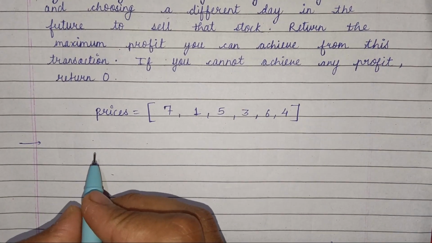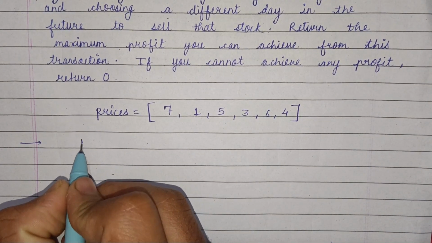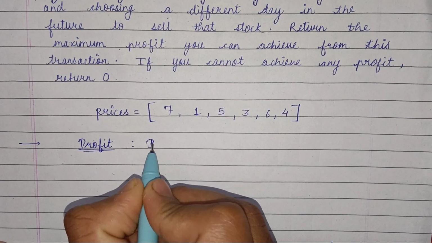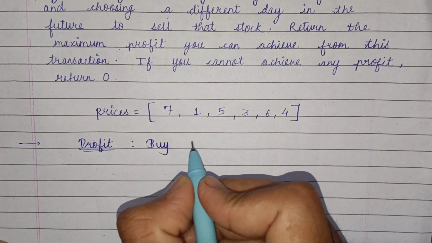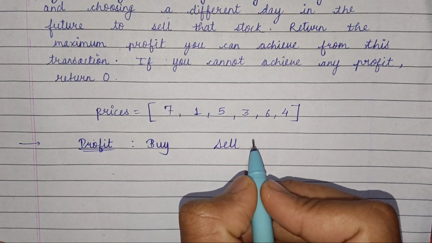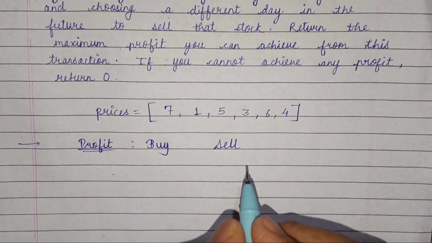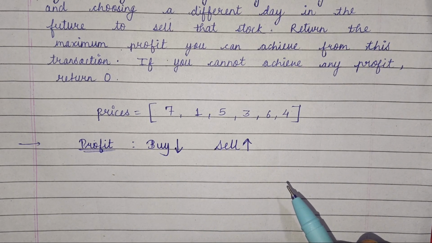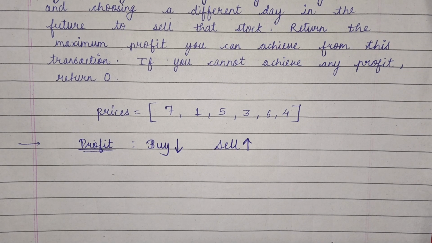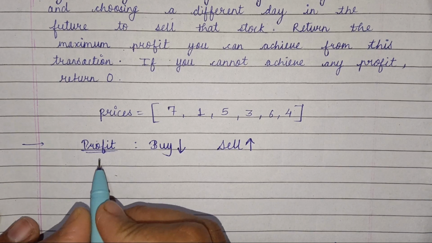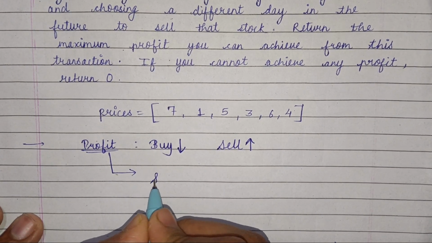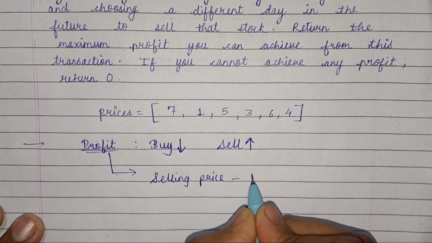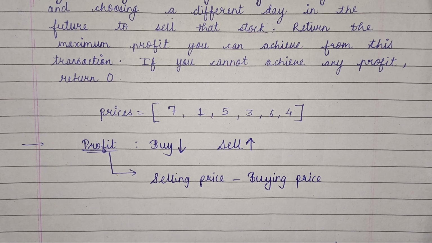So let's first see how we can get the profit. If we buy a stock and sell that stock at a higher price, then we will get the profit. The buying price is less and the selling price is high, so we will eventually get the profit. So the profit will be selling price minus buying price.